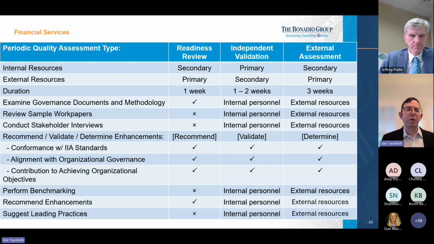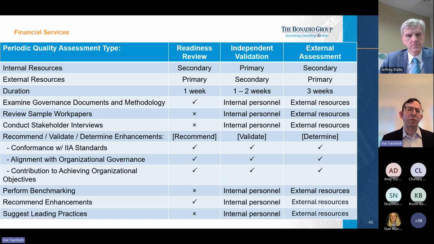So here we've talked about the different types of periodic quality assessments. We talked about in our first row, second from the left, the readiness review. Then we have our independent validation of a self-assessment, and then our full external assessment. And then going down these rows, we just compare and contrast these different types of reviews.